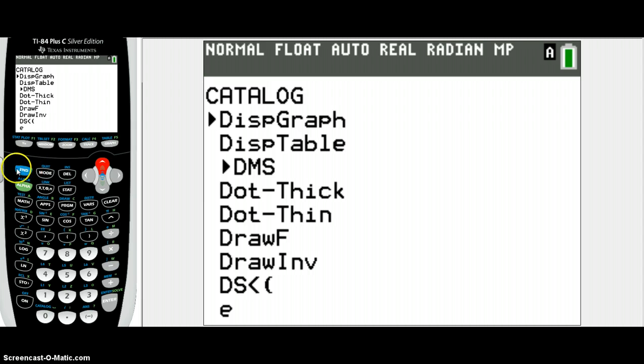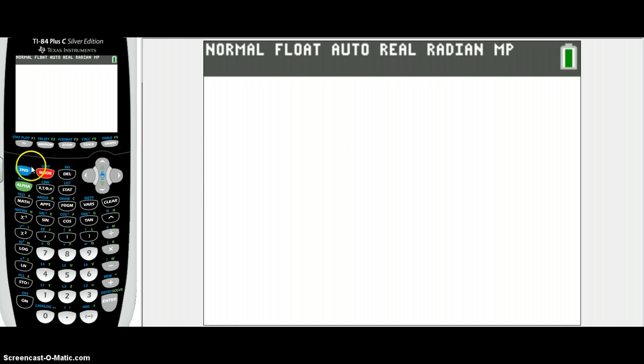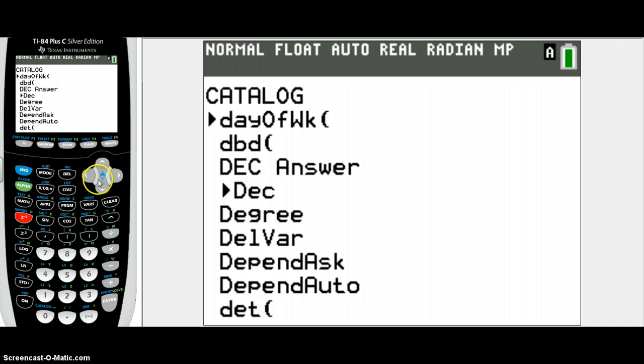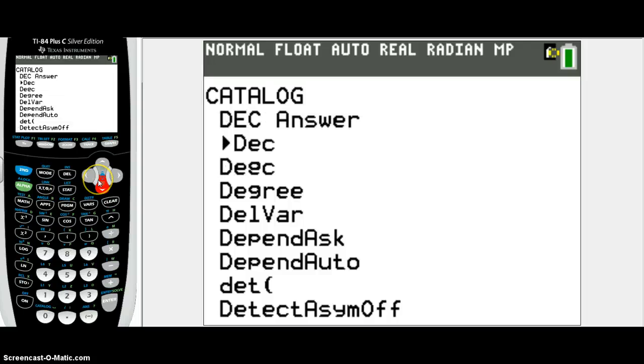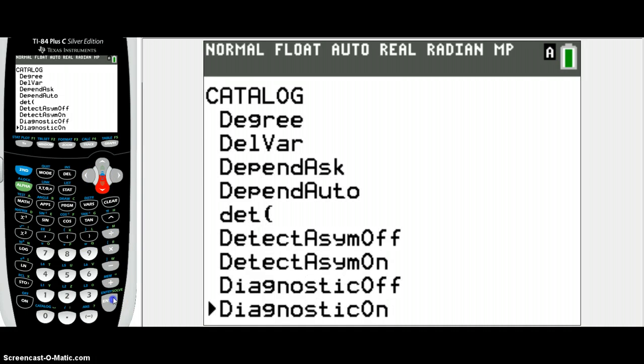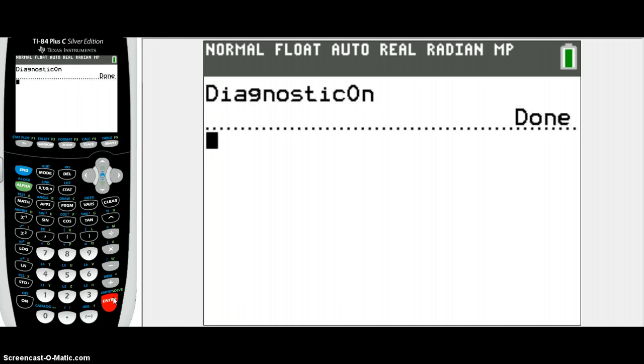Quickly, one last thing. Second quit to go back to your main screen. Second, 0. Press X to the negative 1. Look where mine's highlighted. You're going to arrow down until you get to diagnostics on. When you're there, hit enter, enter again, and you're done.